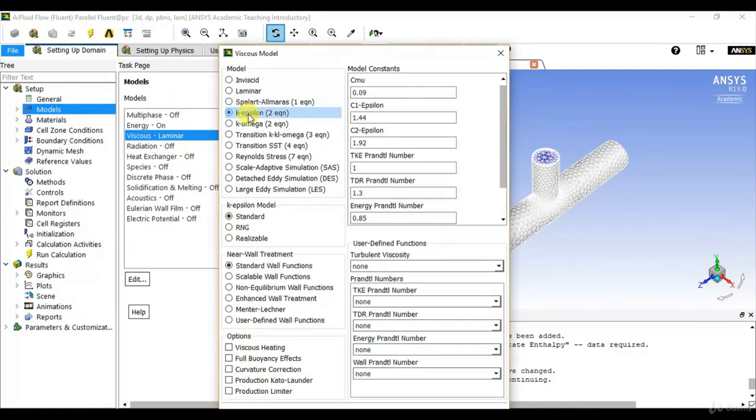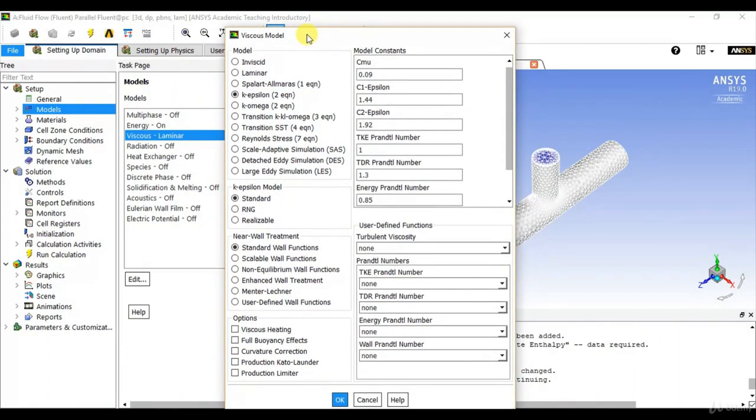And k-epsilon. K-epsilon is so important. Generally we use k-epsilon. K-epsilon model is used for turbulence. It has 3 models: standard, RNG, and realizable. Standard k-epsilon model is typically used for external flow with non-complex geometry.